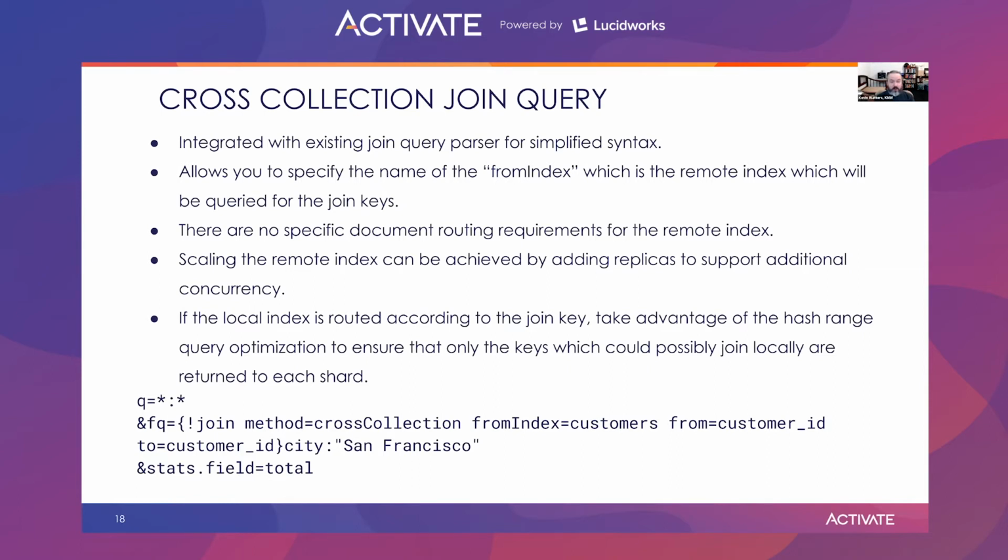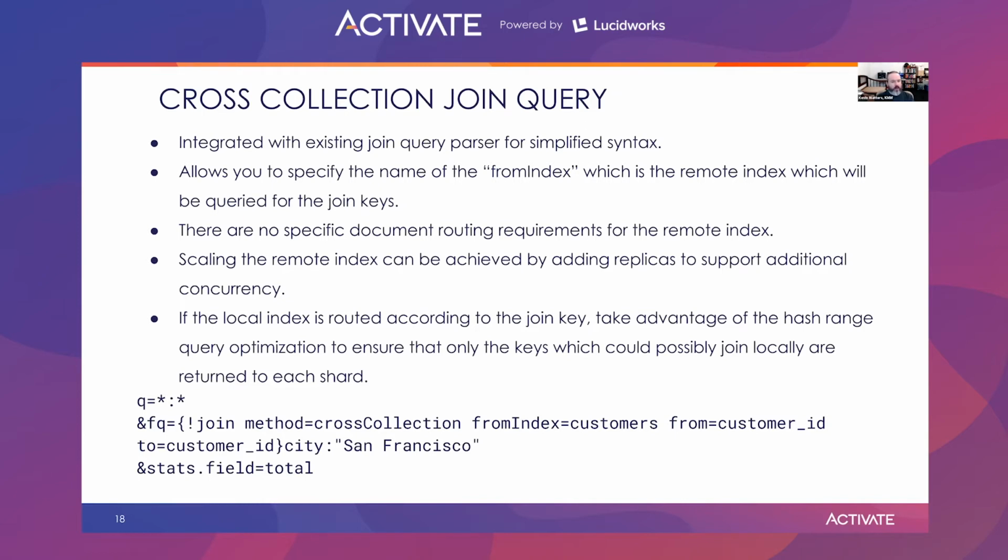So it's been integrated with the existing join query parser, where you can specify the name of the collection in the from index, which can be a remote index now, and that will be queried for the join keys. There are no specific document routing requirements for the remote index. They can be sharded or single shard, however you want. There's no specific requirements around that other than doc values is true on the join key field that you're going to be fetching.